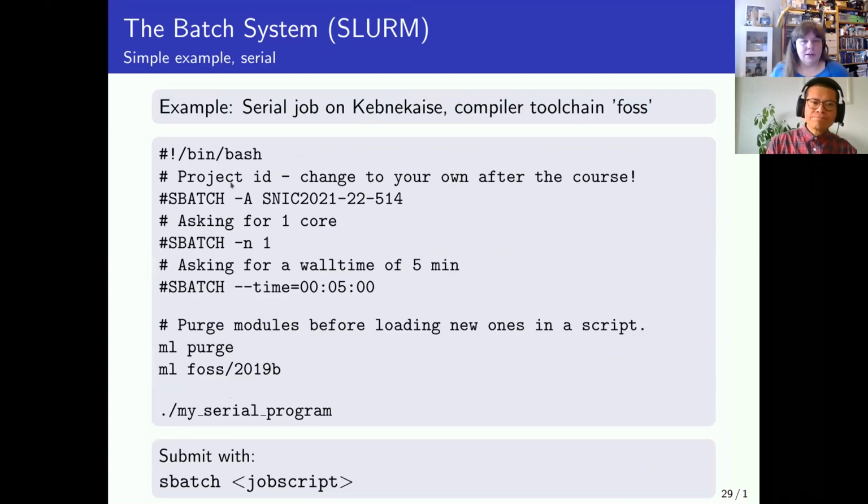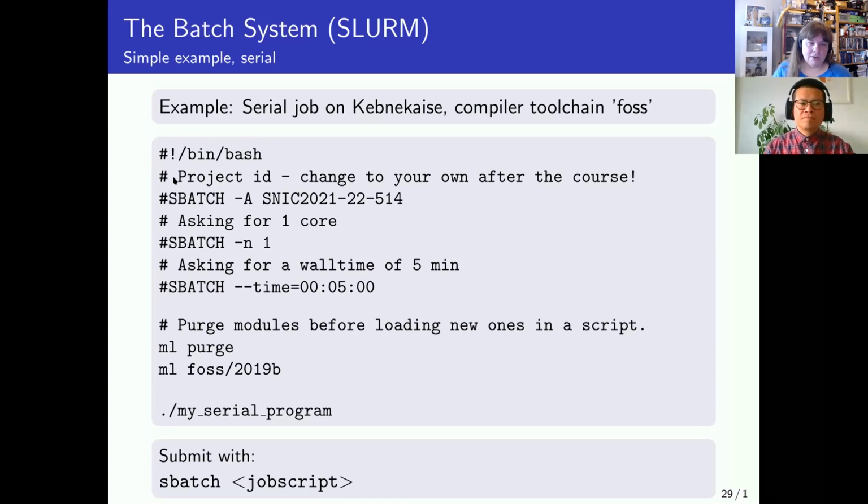So let's take a simple example of how to run a serial job on Kebnekaise through the batch system. And in this case, I am loading the compiler toolchain called FOSS. So first we have this thing that looks like an incantation. It tells the batch system that I want to run in the bash shell. And the reason for this is that it's the only shell that is completely compatible with the batch system. There are several shells that can be used. Bash and C shell are probably the most popular ones, and it is not really relevant in this case. Just remember to always put this here to make sure you don't get weird errors.